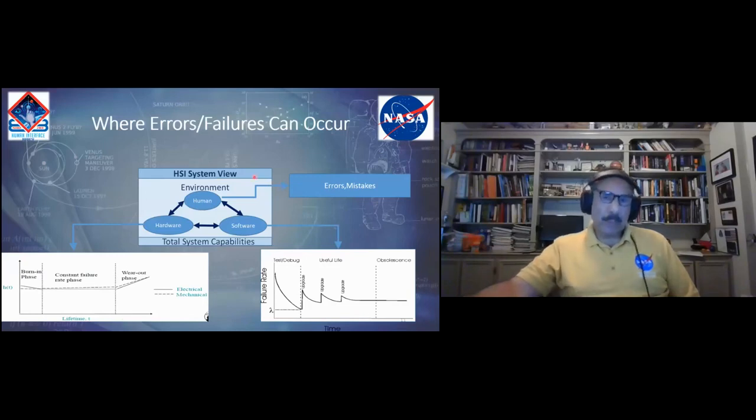So here's what's called the HSI, the Human Systems Integration System View. It's called Human Systems Integration because it factors the human element into the design of a system. The hardware, the software, and the environment was what I was taught in school. Build the best hardware, build the best software. Very little about the human. In reality, it's really about the human, the hardware, the software, and the environment.